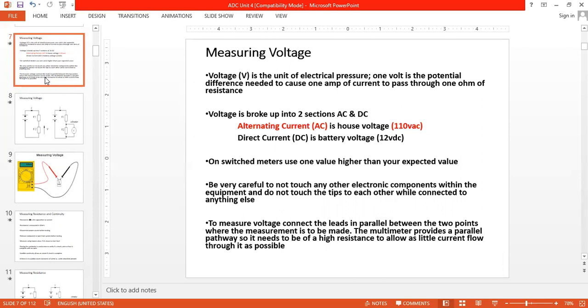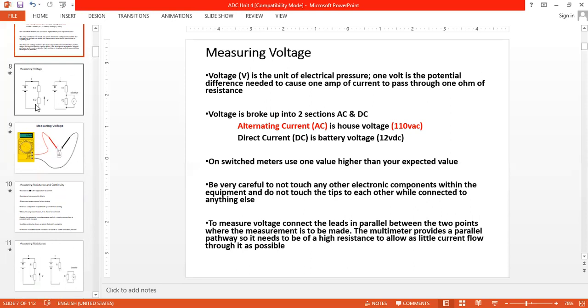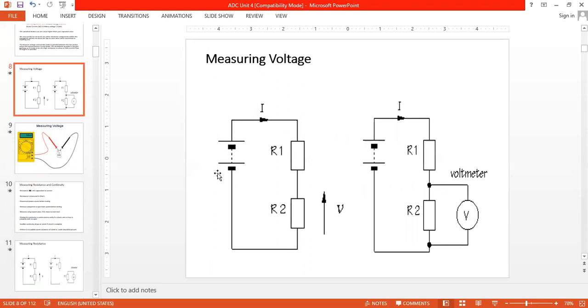On manually switched meters, we can use a range higher than the expected value. To measure voltage, connect the leads in parallel between the 2 points where the measurement is to be made. The multimeter provides a parallel pathway, so it needs to have high resistance to allow as little current as possible to flow through it. This is the measuring model of voltage.